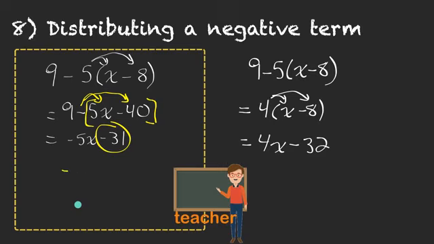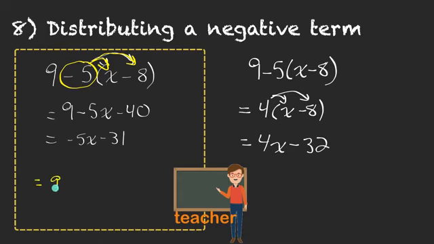But that's not even how I would do this question. Like I said, I would distribute the -5, and then that would allow me to get rid of the brackets all in one step. So you'd have 9, and then -5 times x is -5x, and -5 times -8 is positive 40.